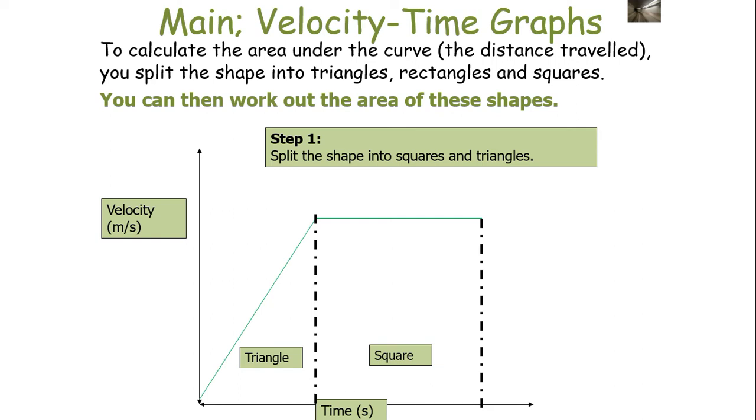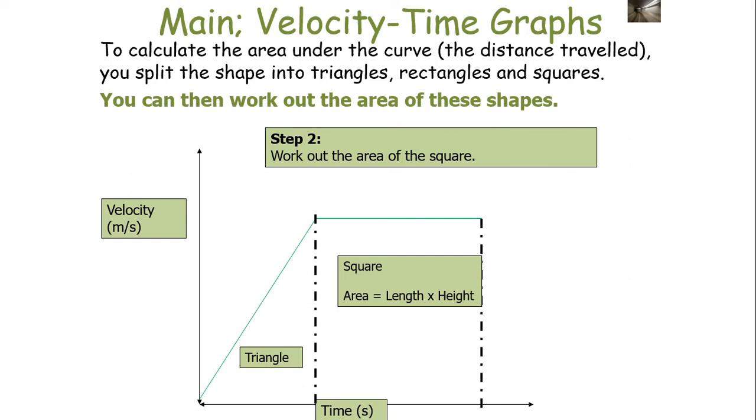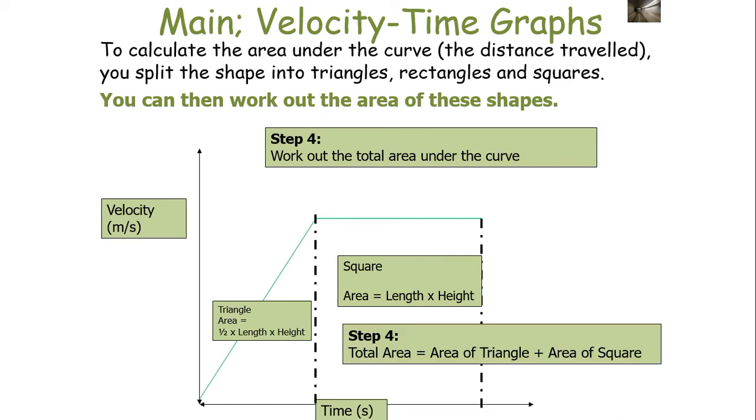So I'll split this shape into a triangle and a square. You work out the area of the square, so from GCSE maths, area is length times by height. You can work out the area of the triangle, again, GCSE maths, a half times by length times by height. Then you work out the total area by adding the two values with each other.